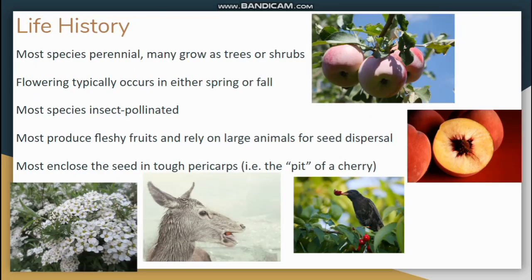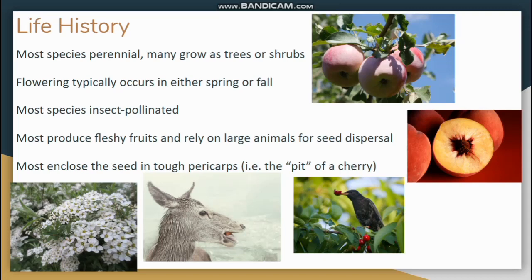So, the Rosaceae contain a number of different familiar plants. Most of them are perennials, and most of them are trees or shrubs. We have some rosaceous plants that are not trees or shrubs. Cinquefoil. We have strawberry in this family, which are herbaceous plants. An herbaceous plant is a plant that does not have any woody parts to it. It's a generally low-lying, soft-stemmed, green-colored plant.